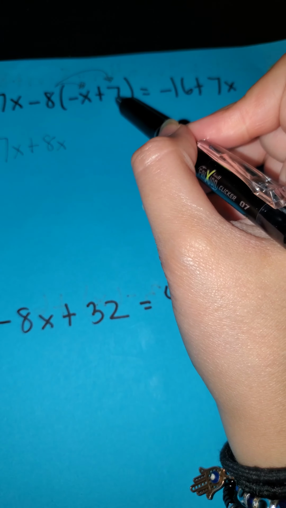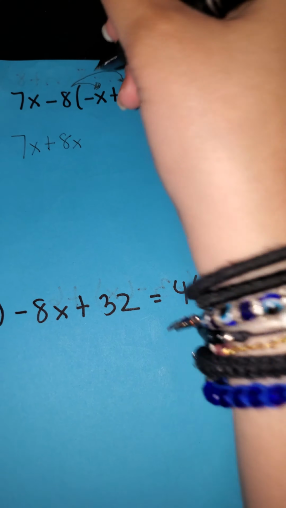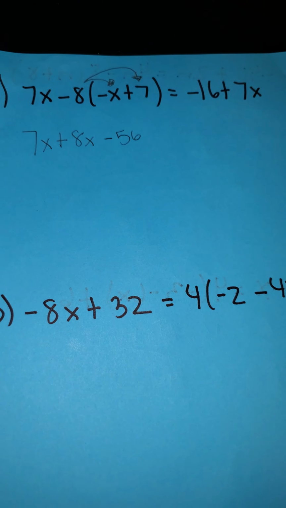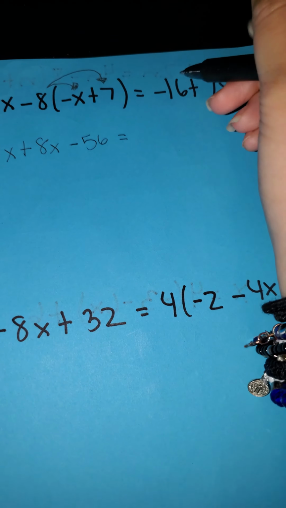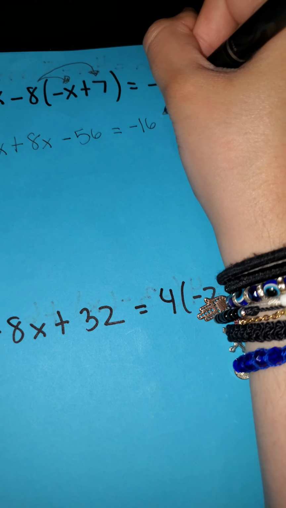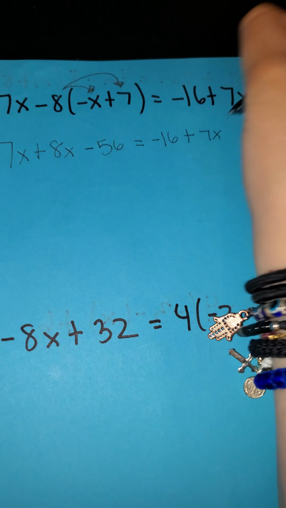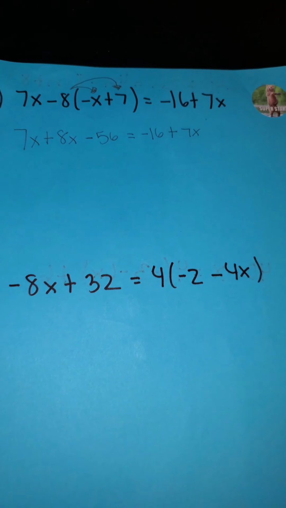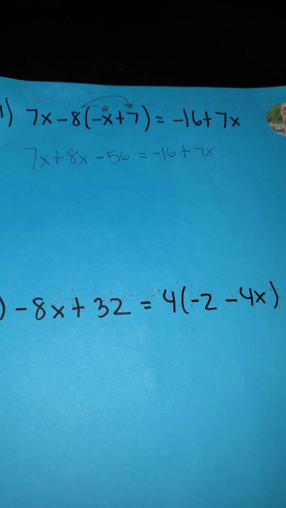Now, negative 8 times a 7. That's going to give us negative 56. So there we go. We distributed that. And here we have nothing to distribute, so we're just going to bring that down. Okay. Now, combine like terms. Let's look what we have here to combine.